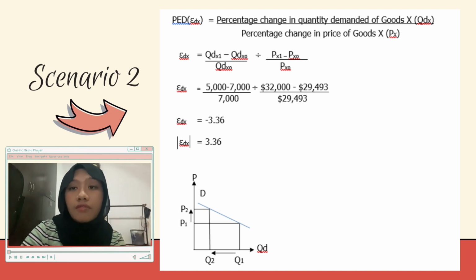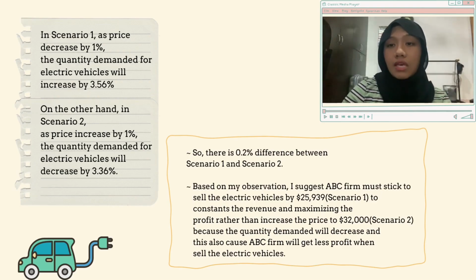So based on the graph here, it is different from scenario 1, where the percentage change in price P1 increases to P2. Meanwhile, for quantity demanded, Q1 decreases to Q2. Alright, so we can't miss out the explanation for both scenarios.